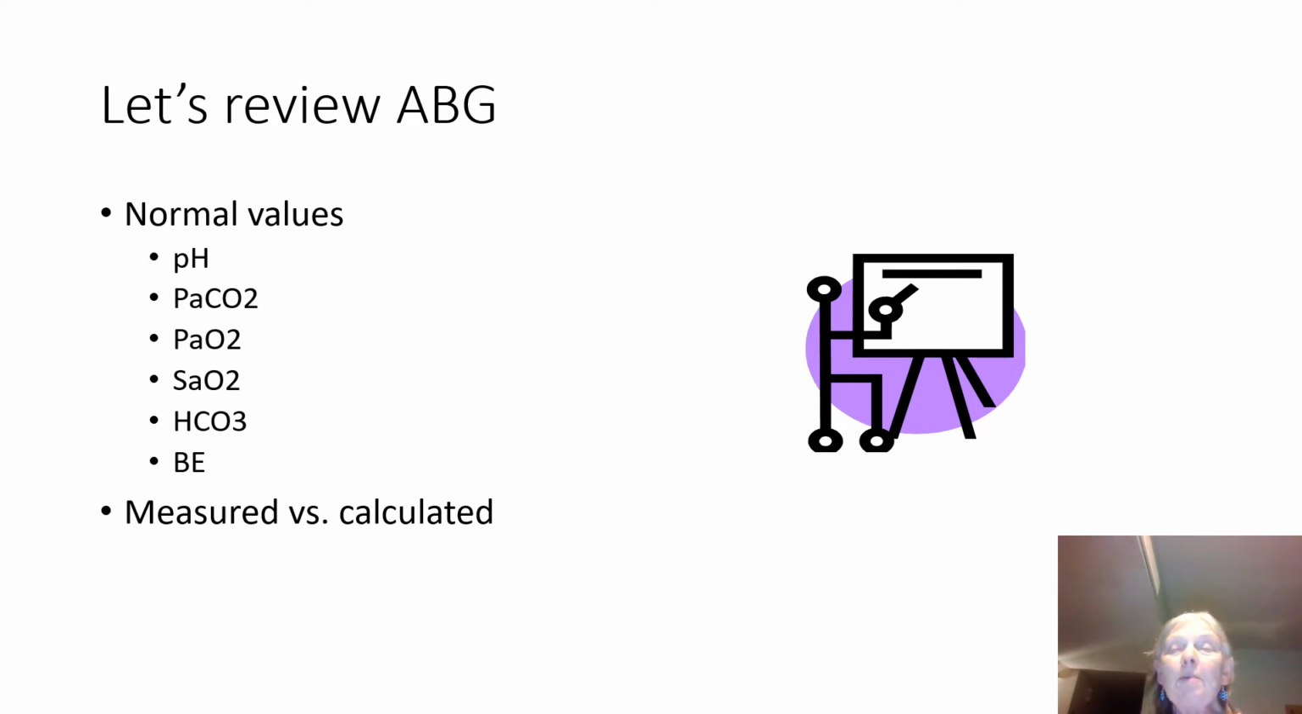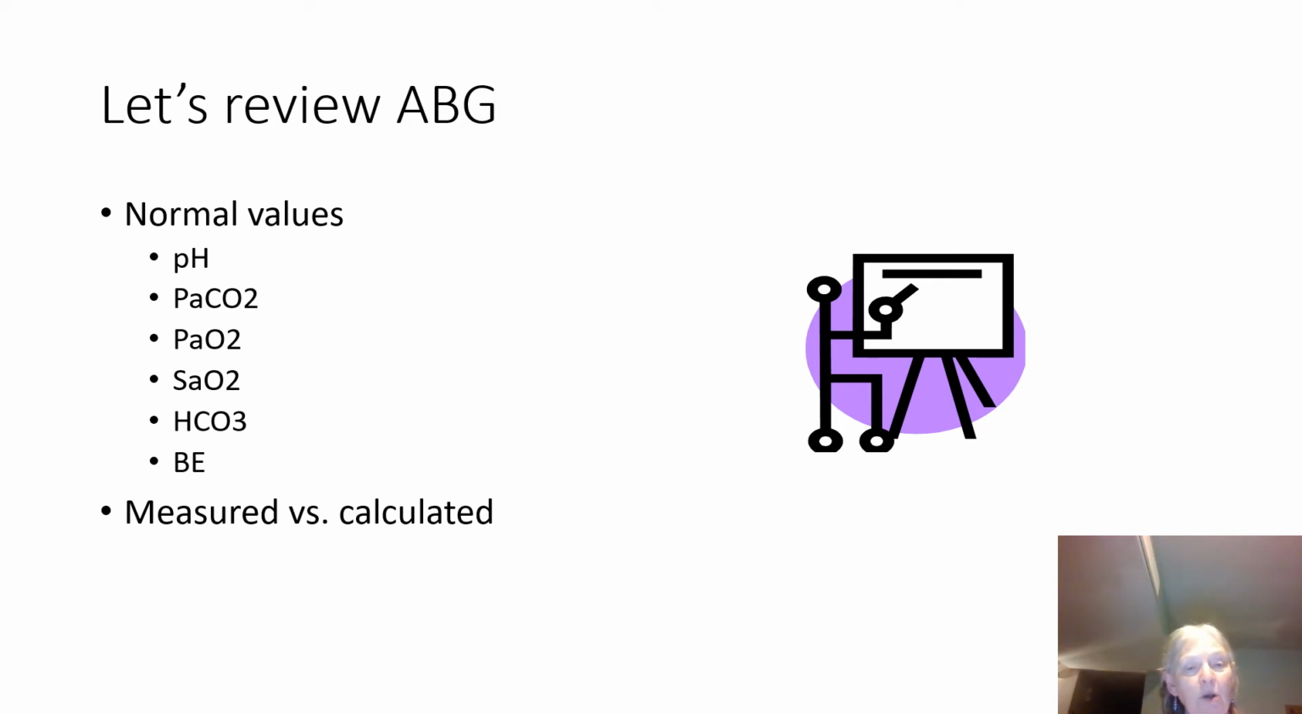Bicarb. If you remember, bicarb is 22 to 26 milliequivalents per liter. 24 is the ideal for that one. And then base excess is plus or minus 2. You could say 0 would be in the middle. As long as it's between plus or minus 2, we're fine as far as that goes.